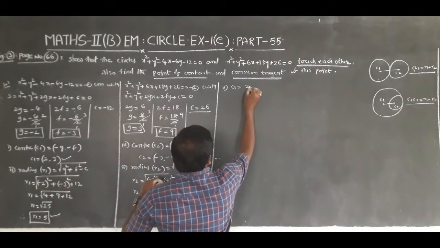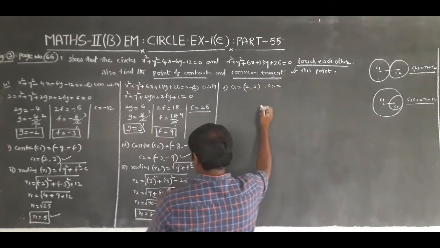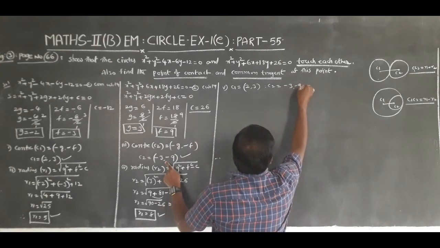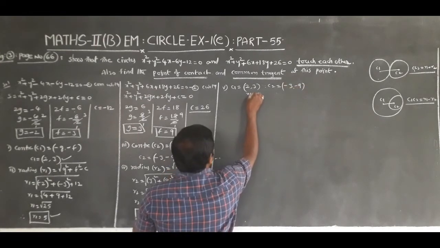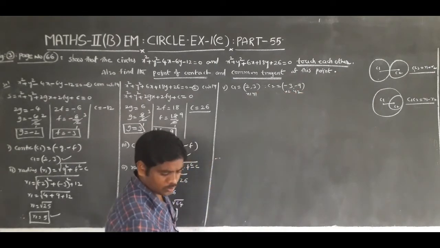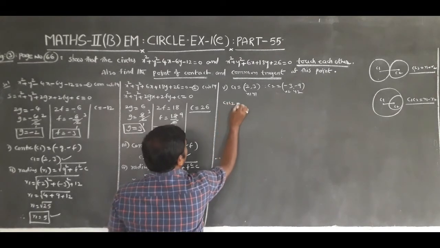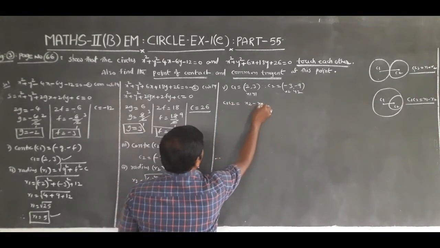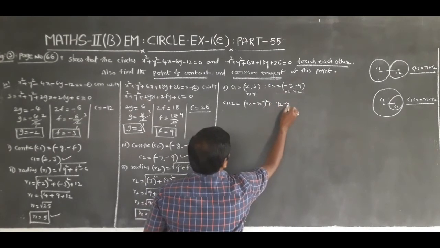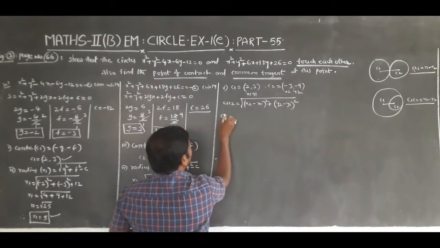C1 is equal to (2, 3). C2 is equal to (-3, -9). Let C1 be (x1, y1) and C2 be (x2, y2). C1C2, the distance between the two points, is equal to the square root of (x2 minus x1) whole square plus (y2 minus y1) whole square.